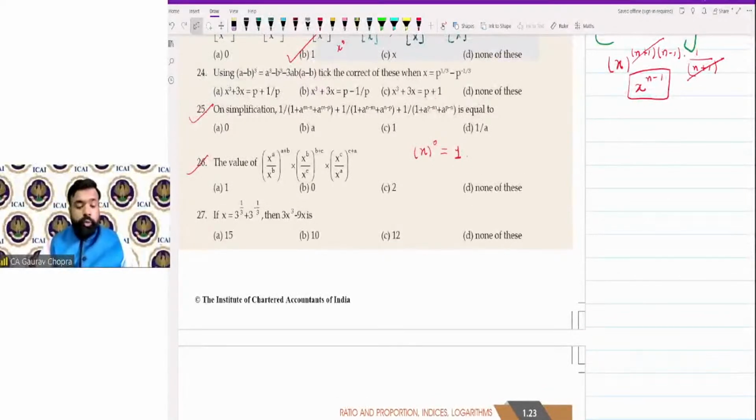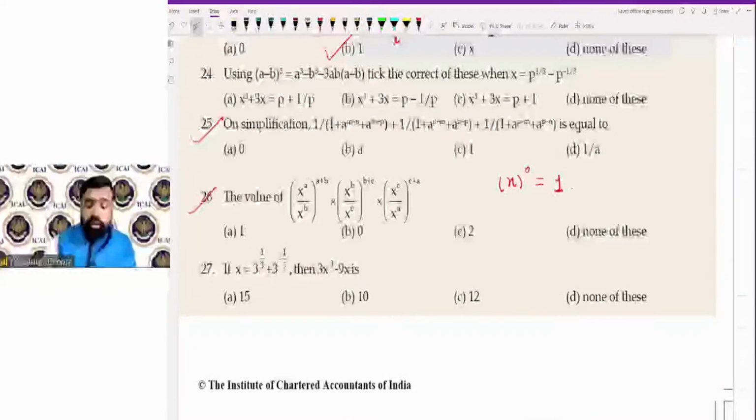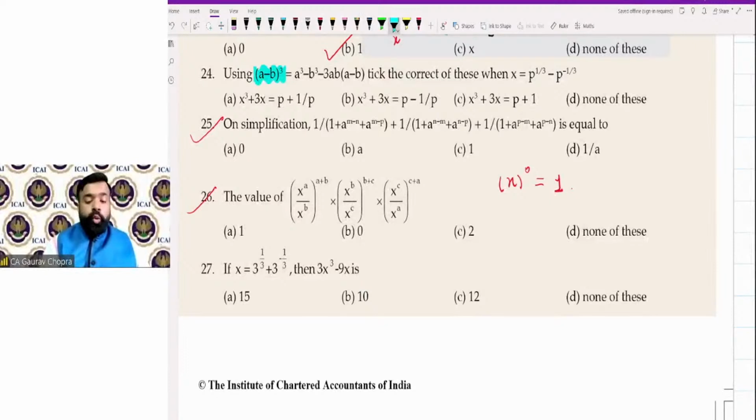Okay. So there is one common demand, that is question number 24. Let's try question number 24 also. So in this question number 24, the property is given: a minus b whole cube is a cube minus b cube minus 3ab into a minus b. This is the property. And value of x is given. So what we have to do is substitute the values and get the result.